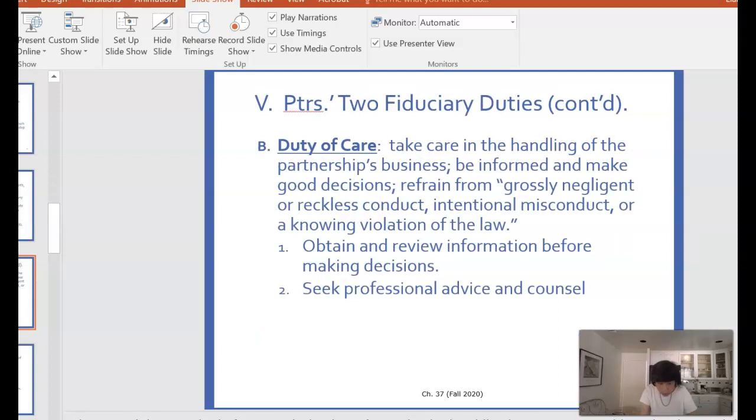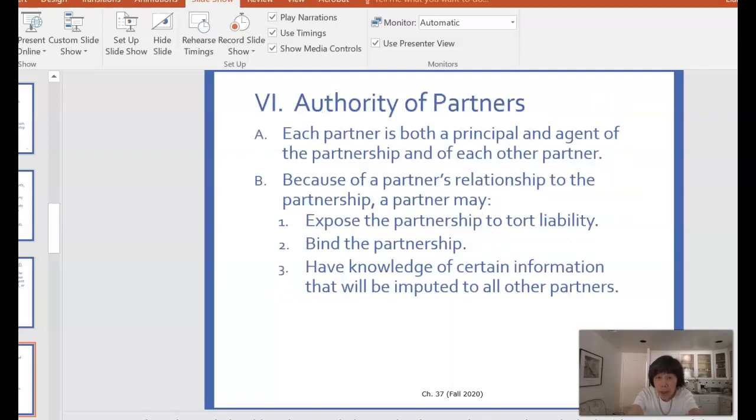All right, the second duty that's required is the duty of care. All right, this means that it is a partner's duty to act reasonably and make good decisions based on information and professional counsel from attorneys and accountants. So to be diligent in making decisions based on information that has been obtained.